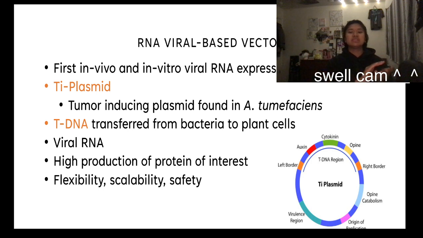The virulence region is the viral part of the plasmid that facilitates cell-to-cell movement and systemic movement, and the origin of replication is so that it replicates. These RNA viral-based vectors pose flexibility, scalability, and safety for high production of your protein of interest, which is encoded into the tDNA region.